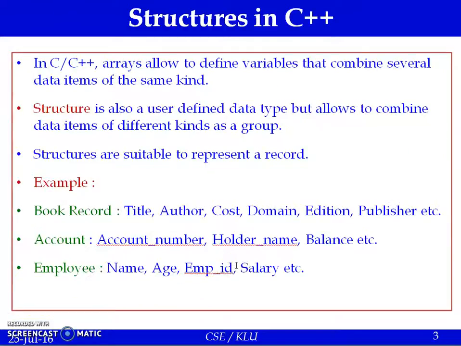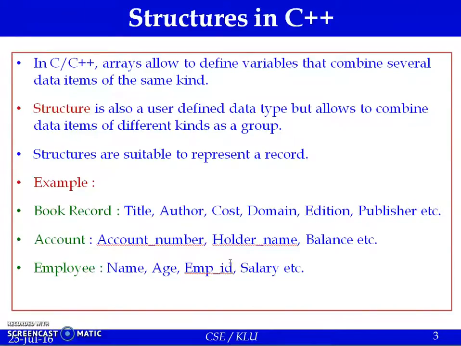of a structure. In C and C++, an array is used for declaring a variable that combines several data items of the same kind. Similarly, we have another concept called structure. It is also called a user-defined data type, where you can combine data items of different types as a group. It is more suitable for representing a record.